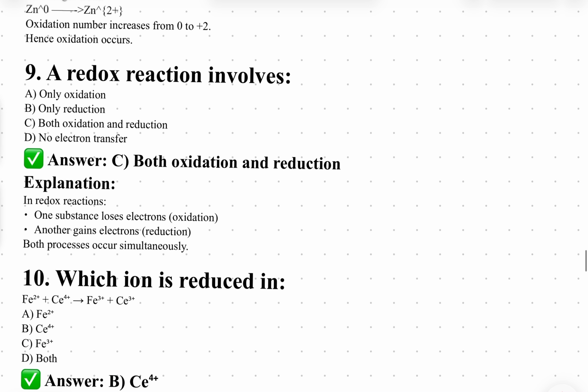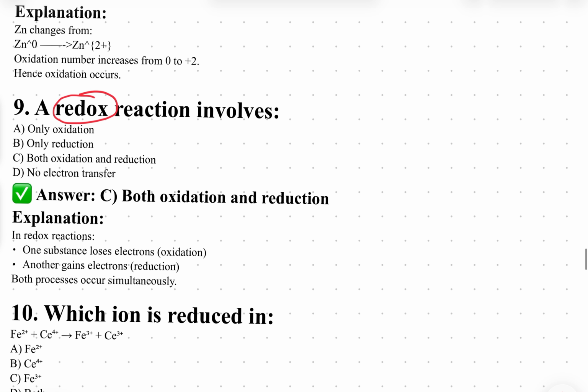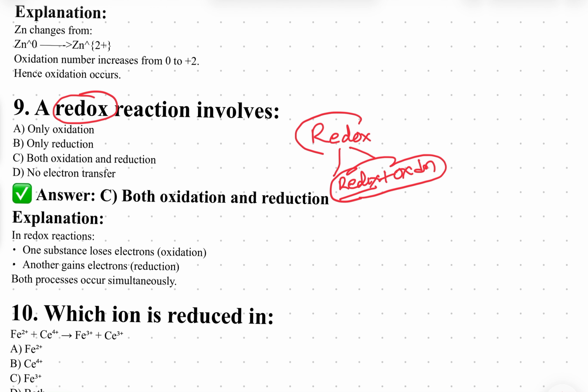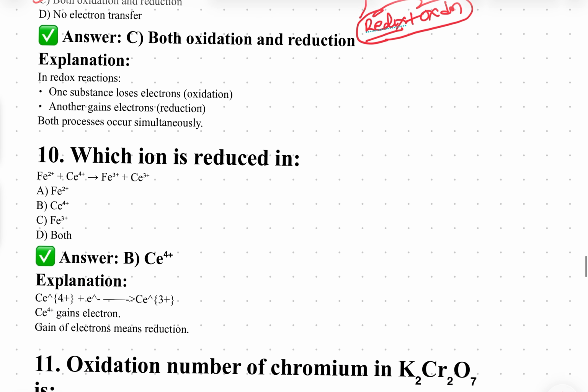Now a redox reaction involves, this is very important, both reduction and oxidation. The name redox itself is giving it: reduction and oxidation. Both are involved. Therefore, the type of reaction is called a redox reaction. All of you see this. Where is the option? Both oxidation and reduction. Option C is correct. Right? Next one.